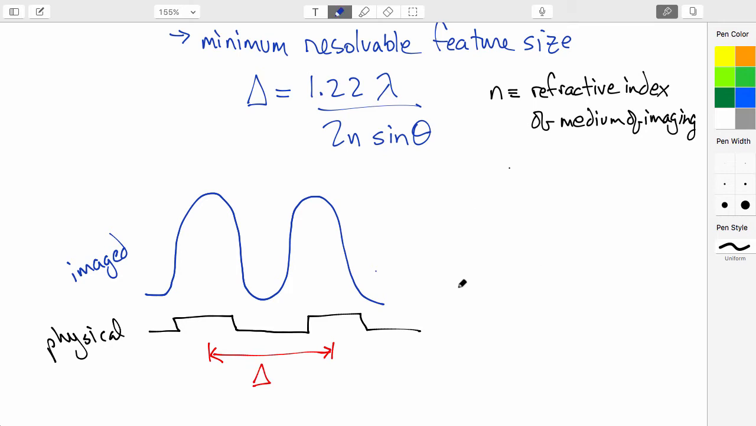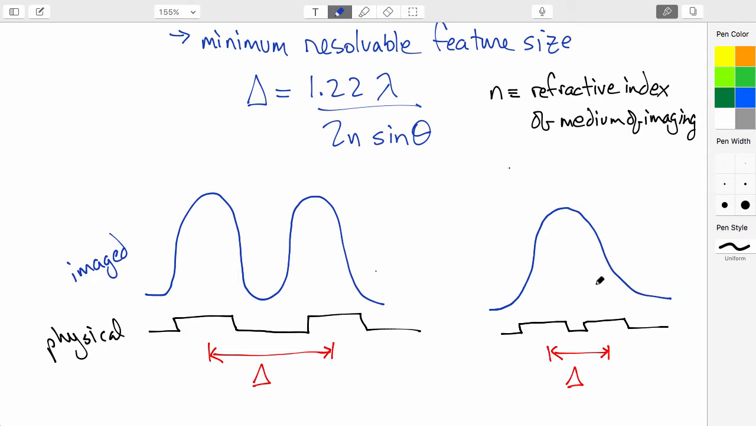And what we're saying is that there's a minimum resolvable feature size when this structure gets so small that the imaged structure looks something like this. And so this looks like a single feature, but really it's two, right? So in this case, this would be a distance that is smaller than the criterion shown up here, whereas this would be larger than the criterion. All right, so that's the basic idea.